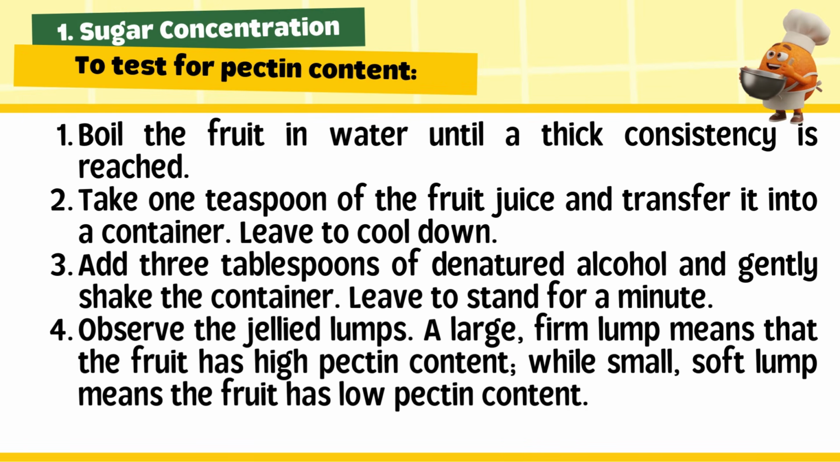First, boil the fruit in water until it becomes thick. Second, take 1 teaspoon of the fruit juice and put it in a clean container. Let it cool. Next, add 3 tablespoons of denatured alcohol to the juice and gently shake. Lastly, leave it for 1 minute and then observe. Large, firm lump means fruit has high pectin, good for making jelly. Small, soft lump means fruit has low pectin, jelly may not set well.